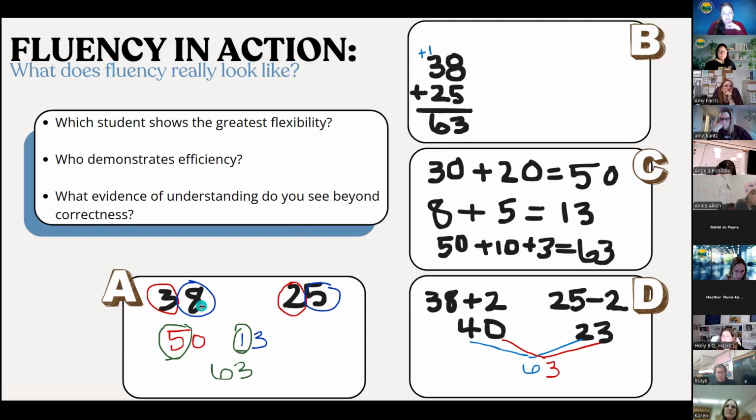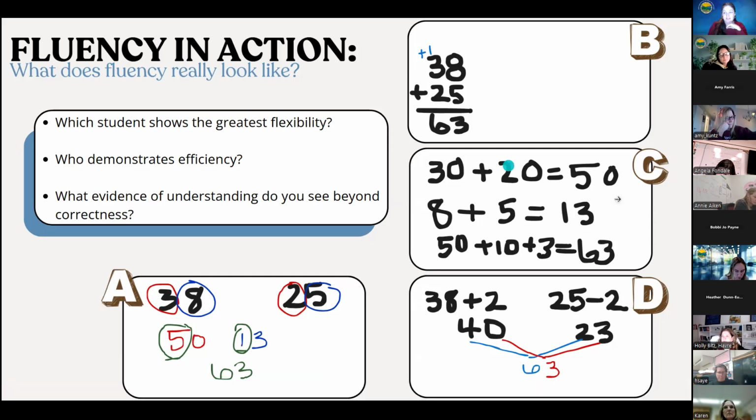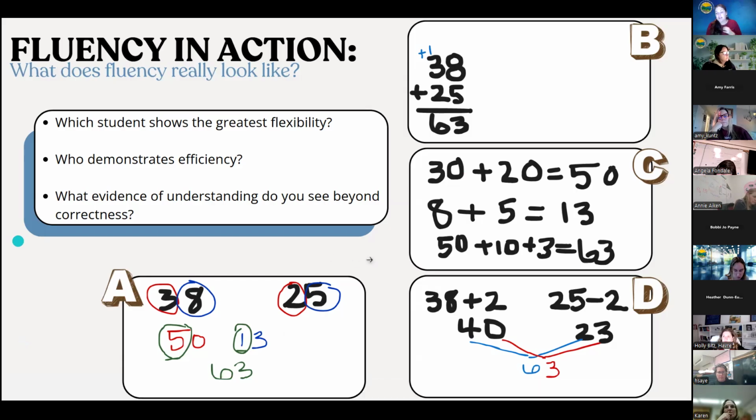Yeah. And we didn't really like A. I didn't hear any answers for A, but if you were wondering, that one's just they're using place value. They're saying like 30 and 20. It's very similar to C, but they just color coordinated it. So that would be a student who's maybe more visual. But yeah, there's a lot going on here.